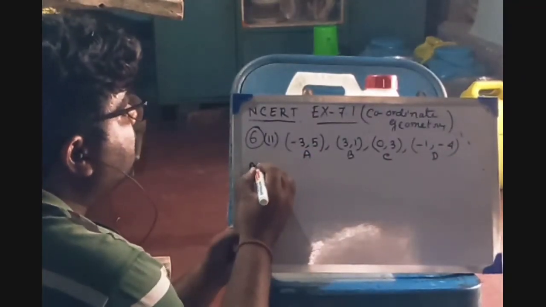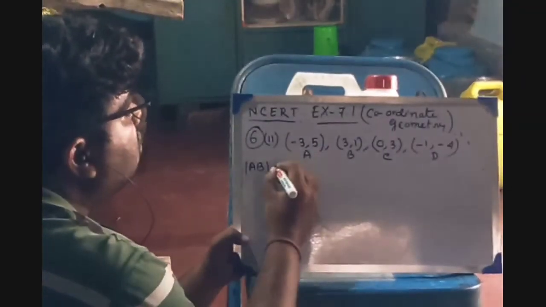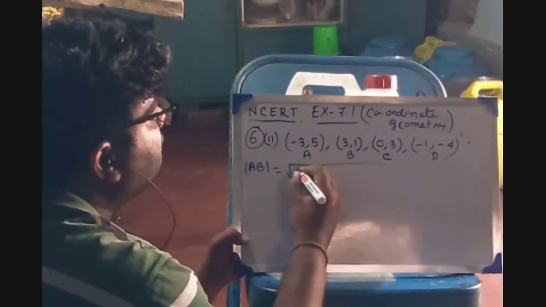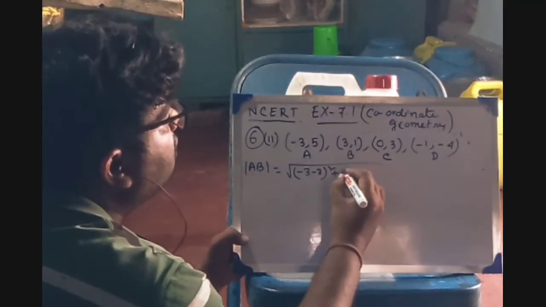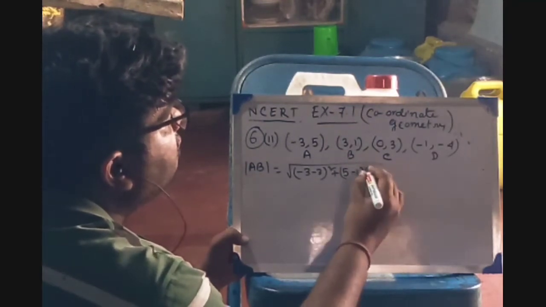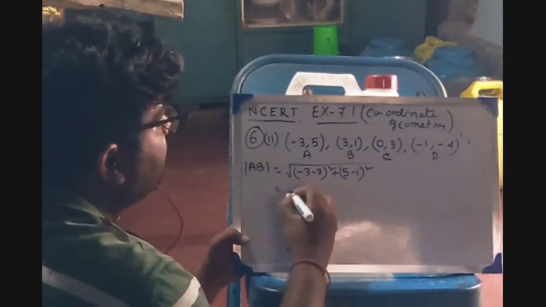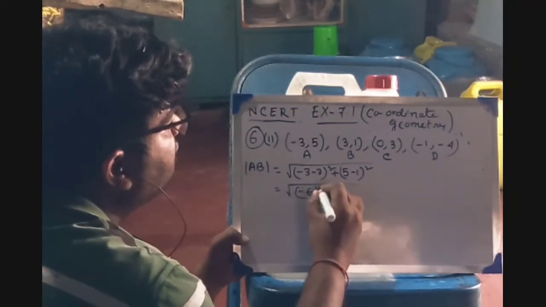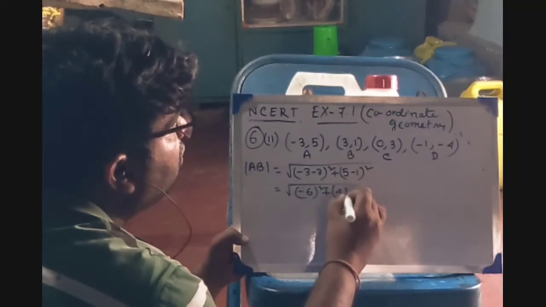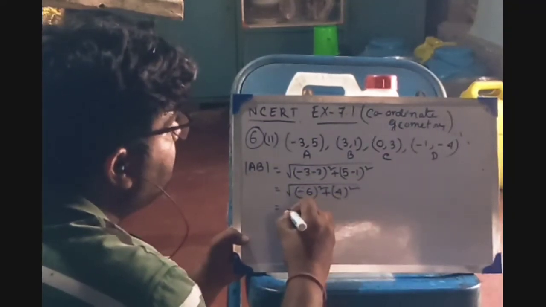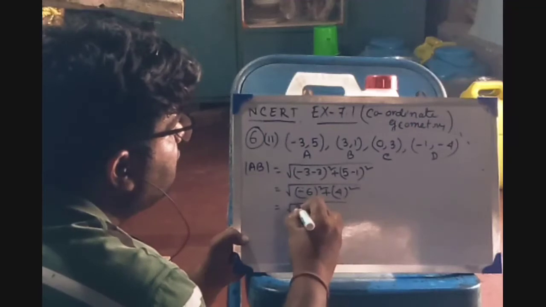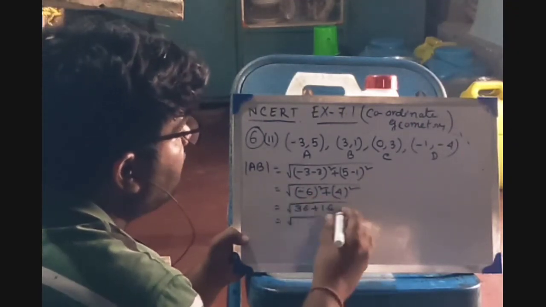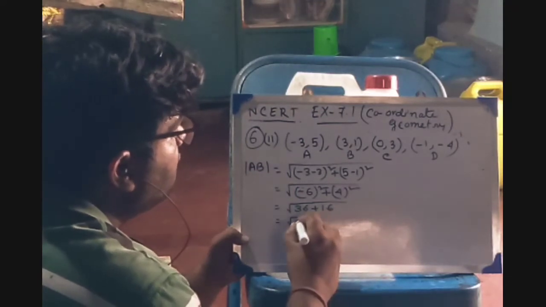So AB is equal to root under of (-3 - 3) whole square plus (5 - 1) whole square. That's equal to root under of (-6) whole square plus 4 whole square, which means root under of 36 plus 16, which means root 52.